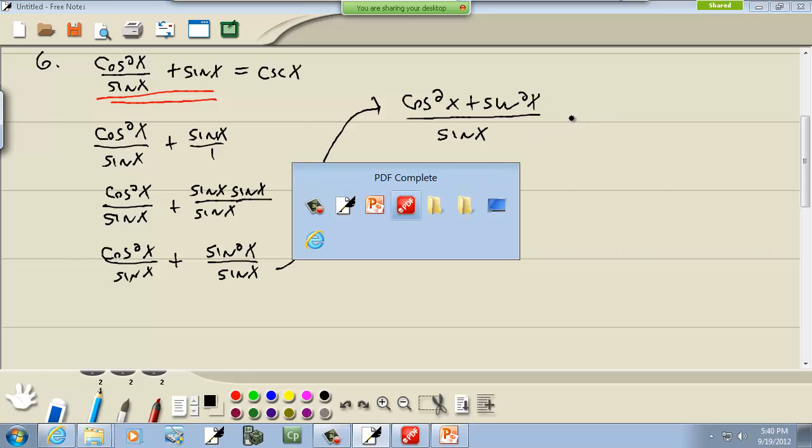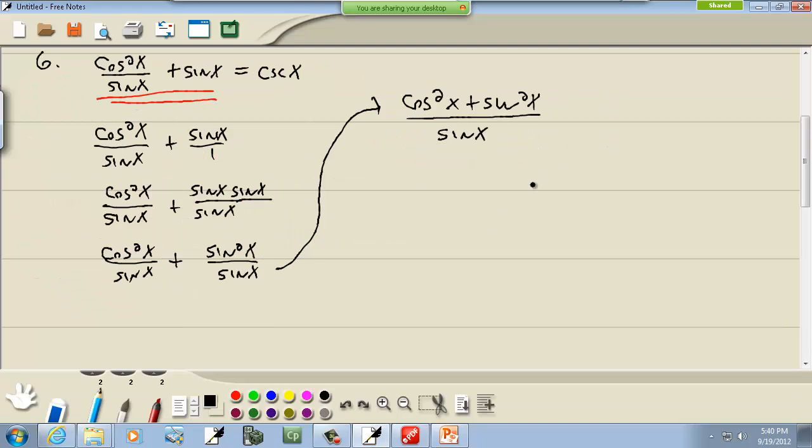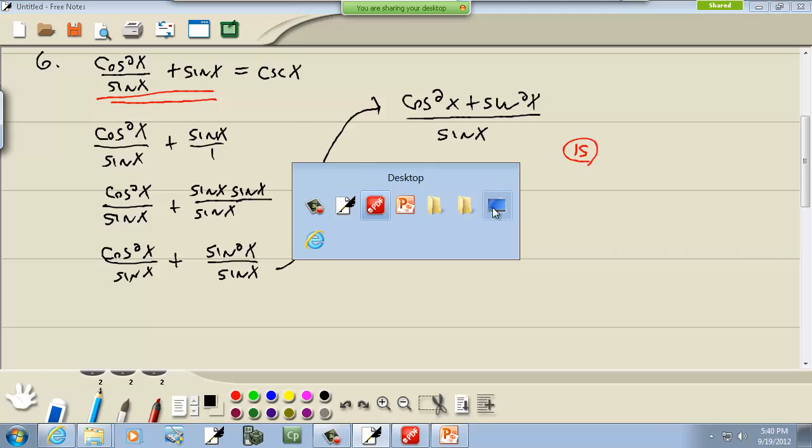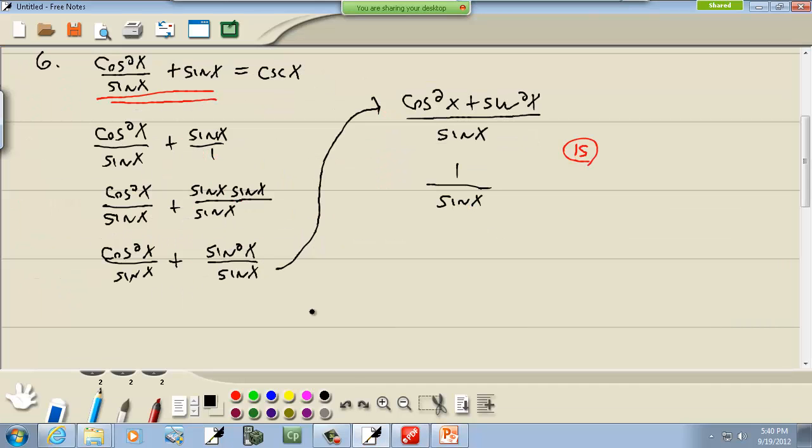I think that's from number 15. Cosine squared plus sine squared is equal to 1. There it is. Sine squared plus cosine squared is equal to 1. So 15. So then this becomes 1 over sine x. Now 1 over sine x is cosecant x. 1 over sine is cosecant by number 4. So that becomes cosecant x, which happens to match our other side, which is what we're wanting.